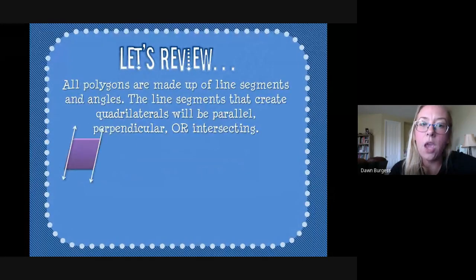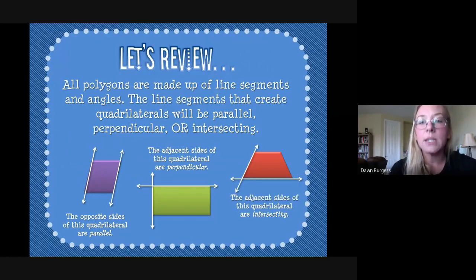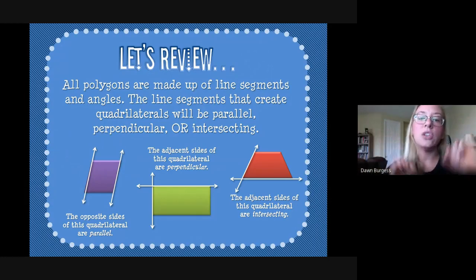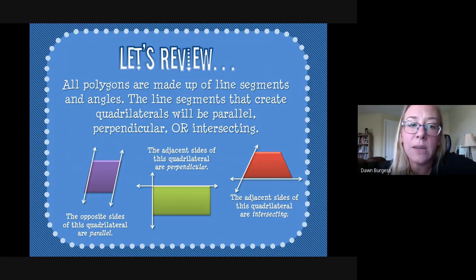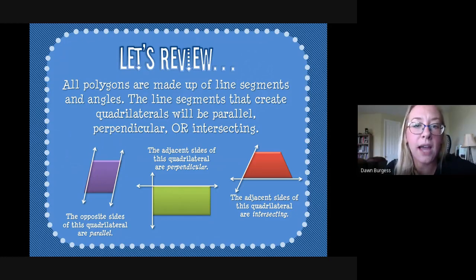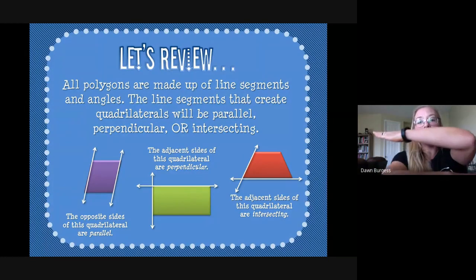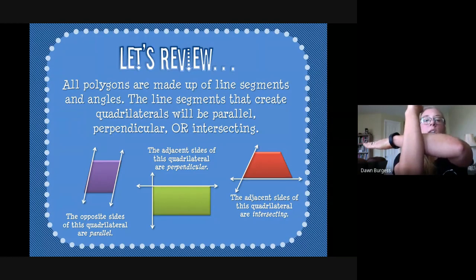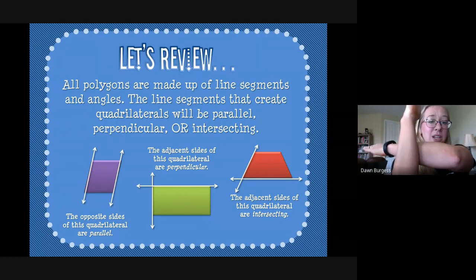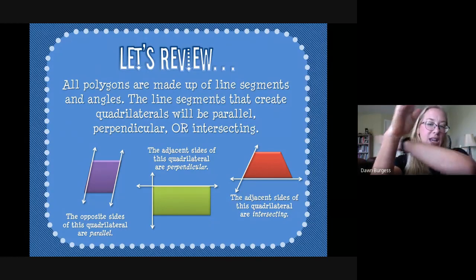Okay, so all polygons are made up of line segments. Remember how we talked about line segments, and those are those ones that have a distinct beginning and end. Okay, so we have a line segment with a beginning and an end, and those are used to create those shapes and angles for the shape. The line segments that create quadrilateral will be parallel. Talked about those lines that never cross. Perpendicular, meaning they cross and they create 90-degree angles, or they might intersect, which is just where they're going to cross at any point.